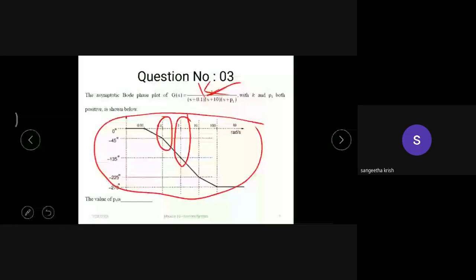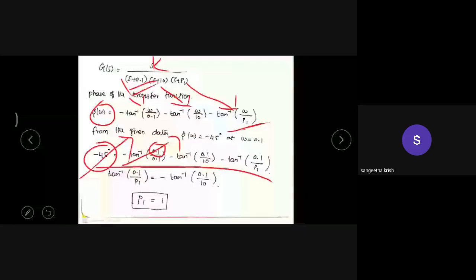Hope you understand. First, try to find out the phase from the given transfer function and substitute omega equal to 0.1. At omega equal to 0.1, the phase value is nothing but minus 45 degrees in the given plot, that too a Bode plot. And try to find the value of P1.